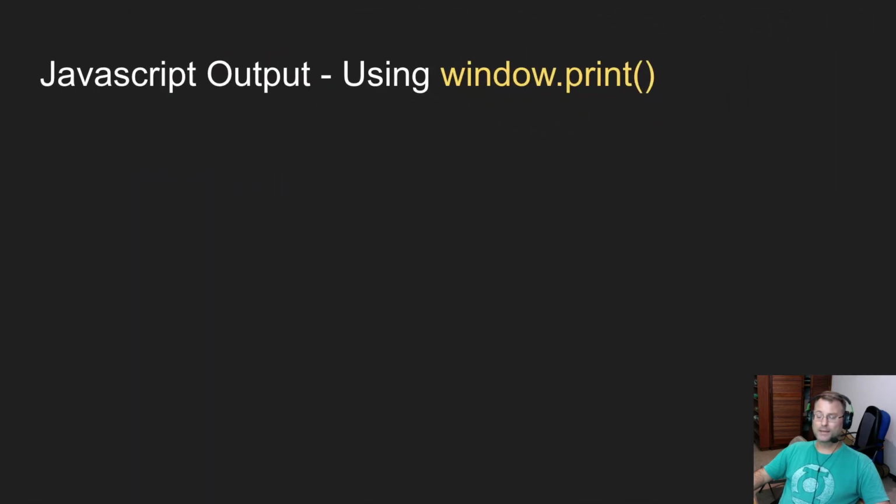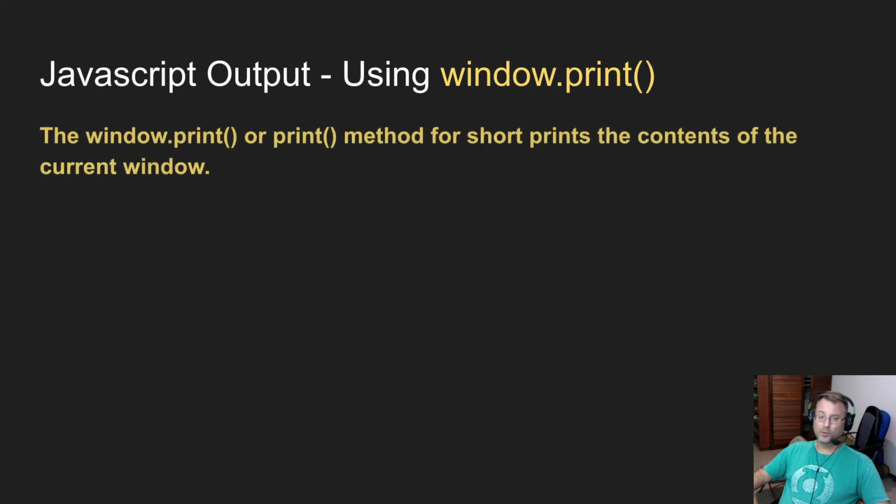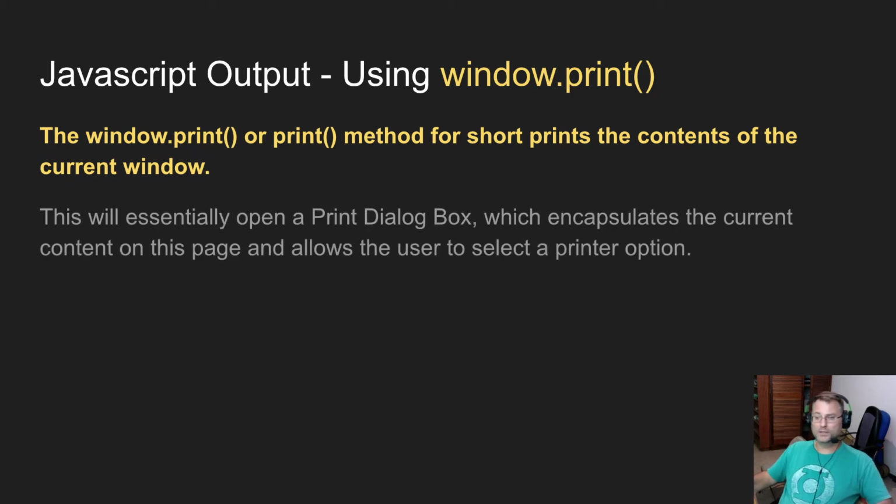Okay, and now we get to the last one. This is the window.print, or print method for short. This prints the contents of the current window. There is no JavaScript API that will actually let you send messages to the printer, but what the browsers do offer in print is it takes the content of the page, it presents it in a separate dialog box, and what this does is it allows the user then to select a print option.